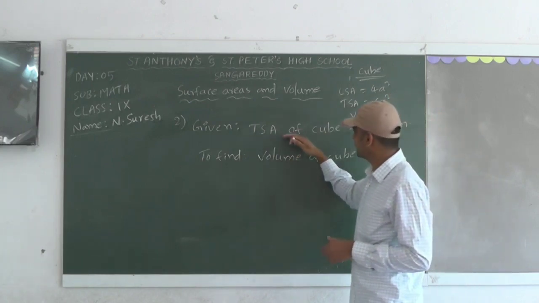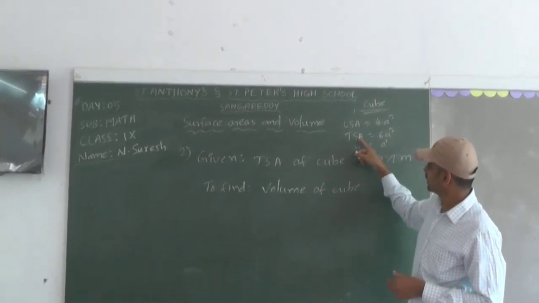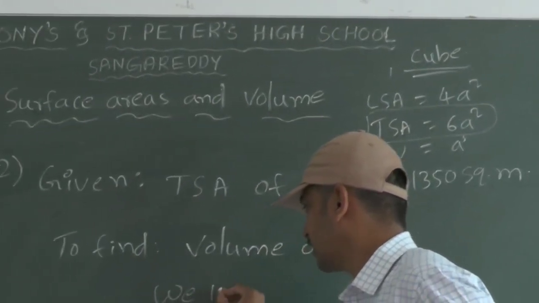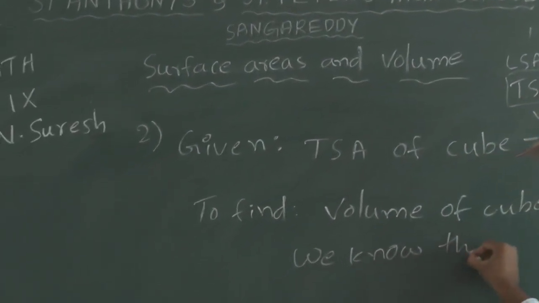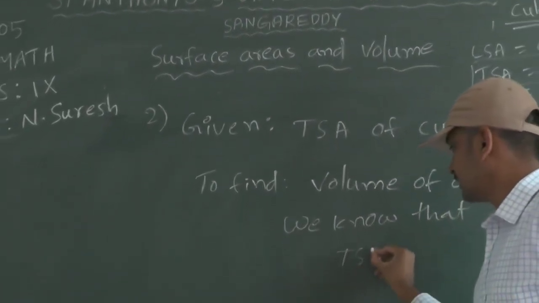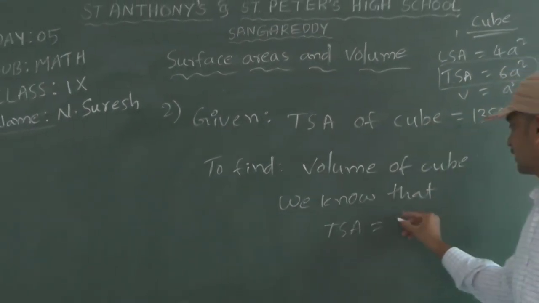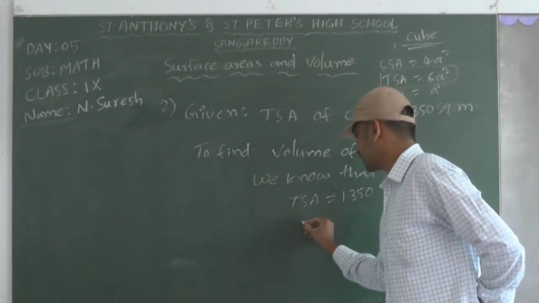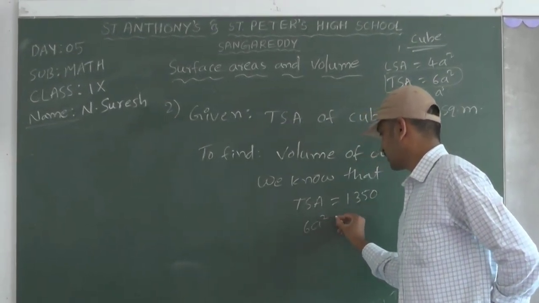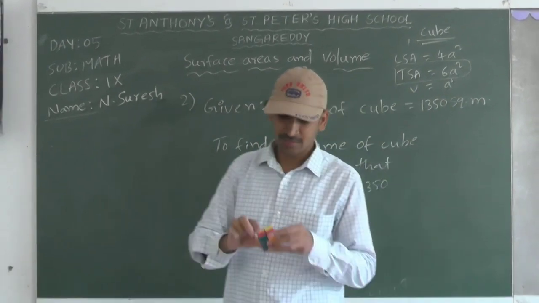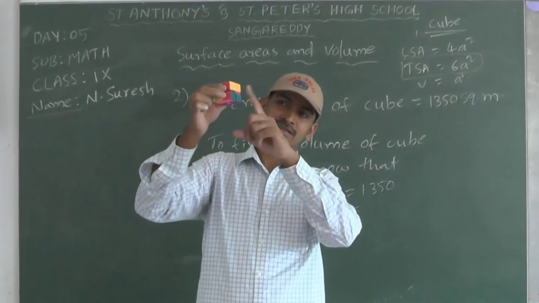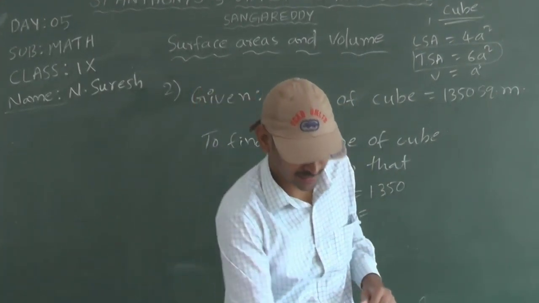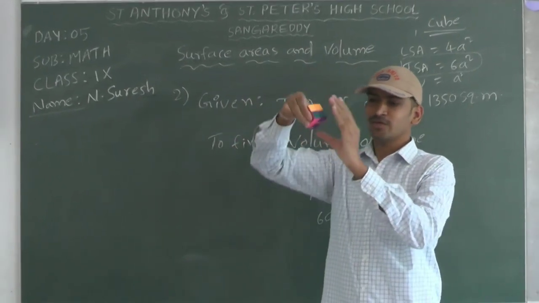So today what is given? The TSA of the cube is given, 1350. We know the TSA of a cube equals 6a square. On this cube, one base is a square, and the four sides give 4a square, plus the top a square and the bottom a square, which is 6a square. So this TSA is given, and we have to find the volume.